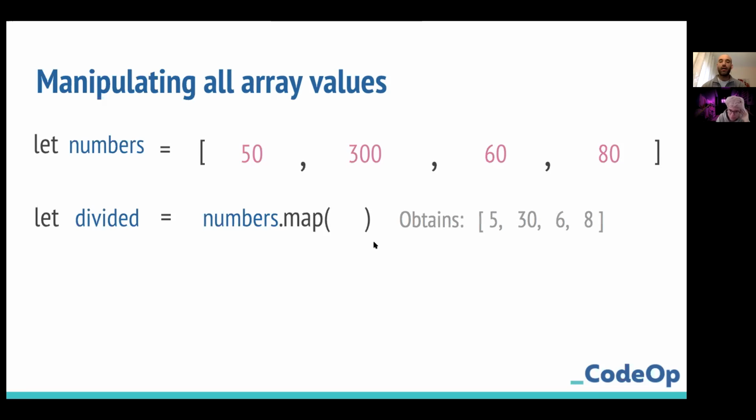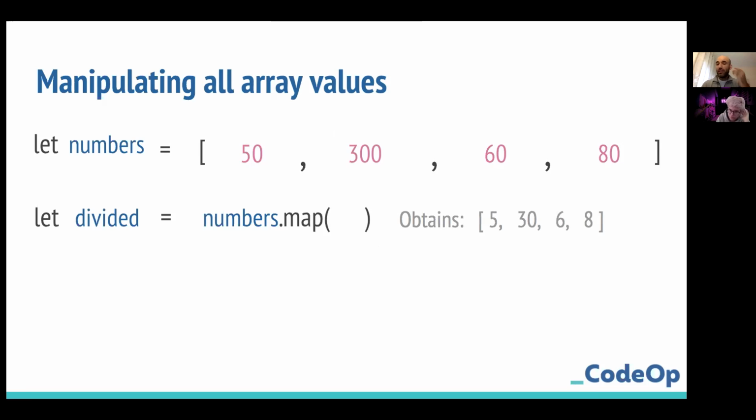So what you see on the right-hand side will be the result of it, right? So it would give us an array with the same amount of elements. So 4 elements input, 4 elements output, and each element divided by 10, right? So that's the concept. That's what map does.